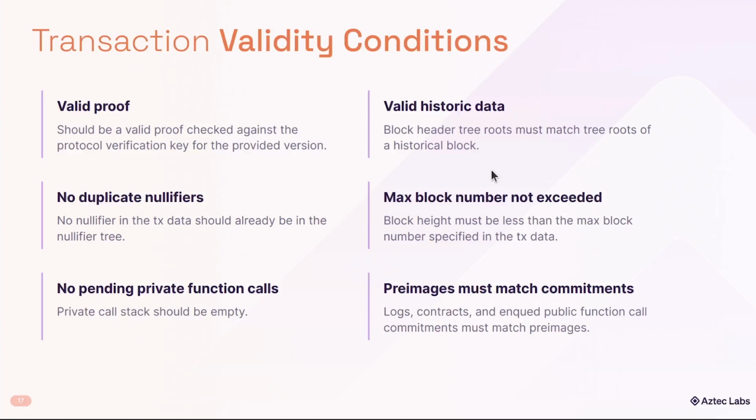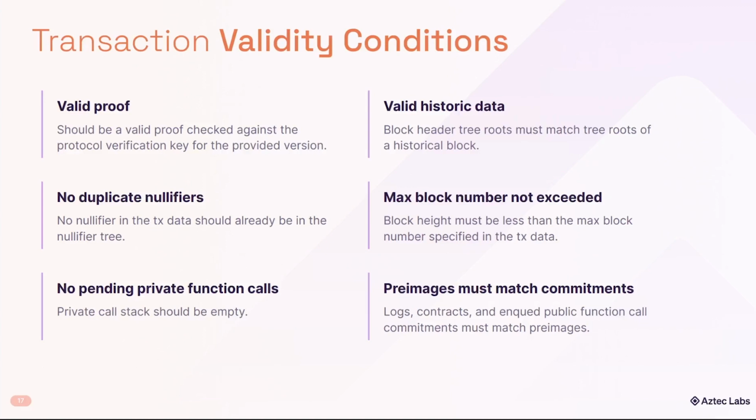There should be no pending private function calls, and that call stack should be empty. All historic data should be valid, and block header tree roots must match tree roots of the historic block. We need to make sure the max block number is not exceeded. The block height must be less than the max block number specified in the transaction data. We use this when we are reading shared mutable variables that can be read in private or public state, and we must check that preimages match commitments. So logs, contracts, and included public function call commitments must match the preimages that have been specified.